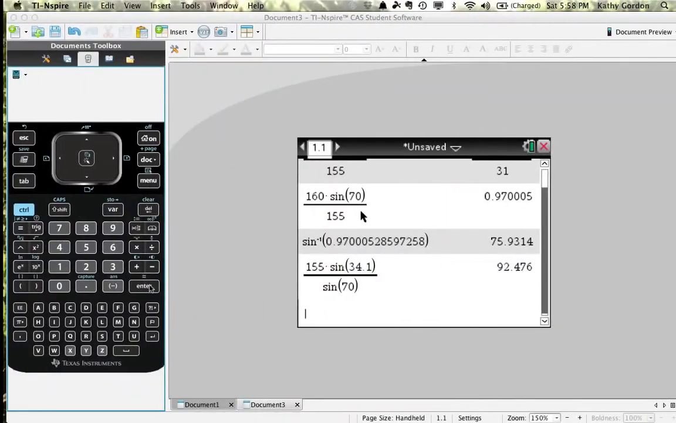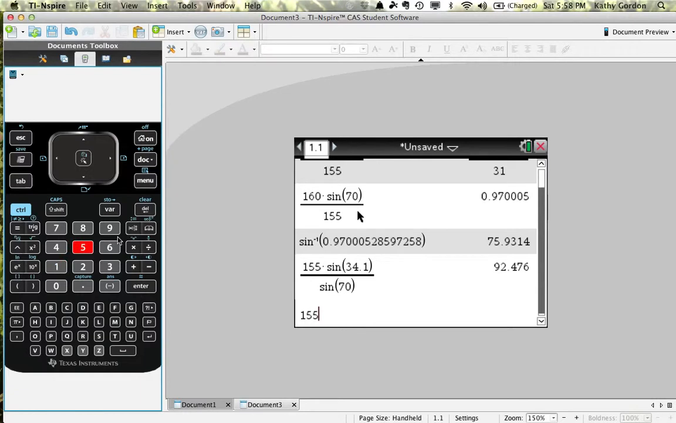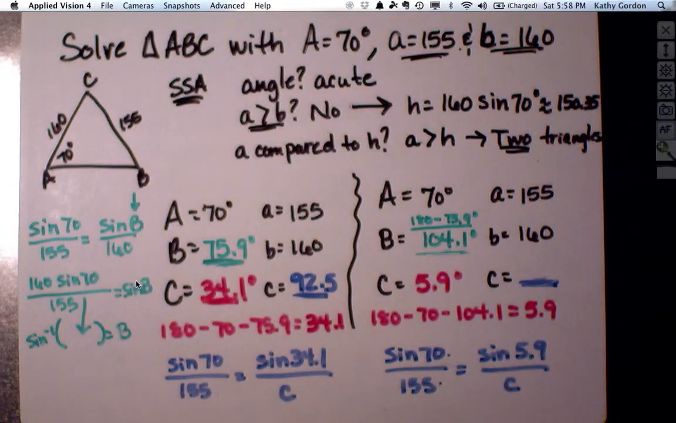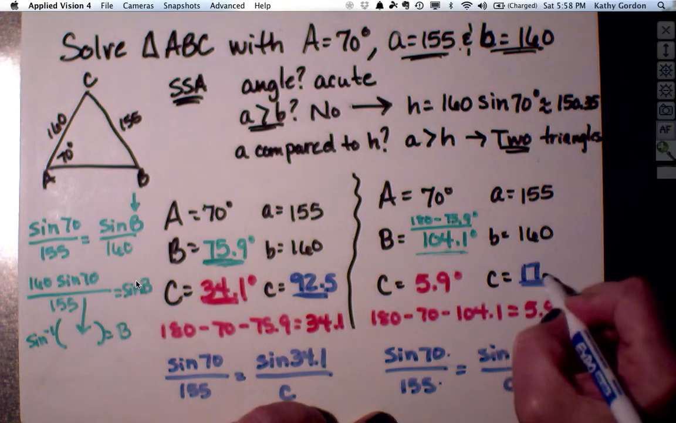Okay, so back to our calculator. 155 times the sine of 5.9. Divide that by the sine of 70. Control, enter, and we get about 16.95. So if we're rounding to the nearest tenth, that's really a 17.0.